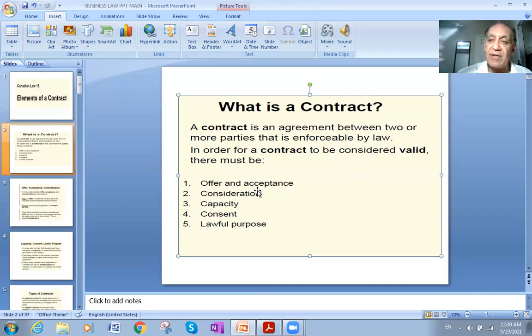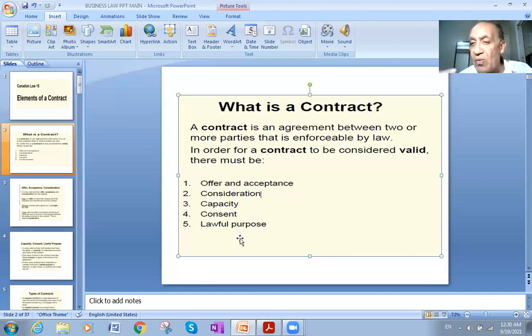The offer here: hey, I want to sell this pen to you. This is an offer. The acceptance: I agreed to buy this pen, from the buyer's side. Then consideration, for the thing which is the stuff. Capacity, consent, and lawful purpose.